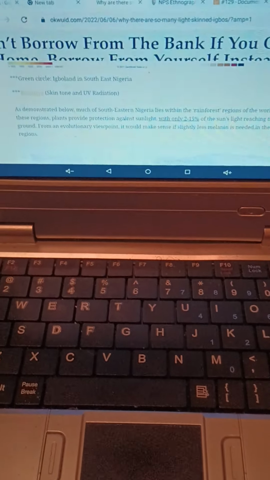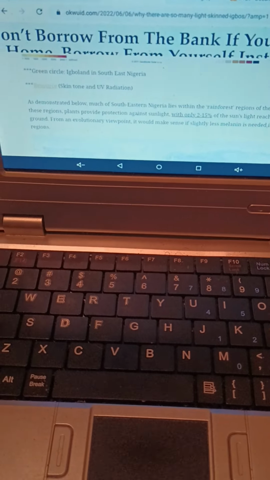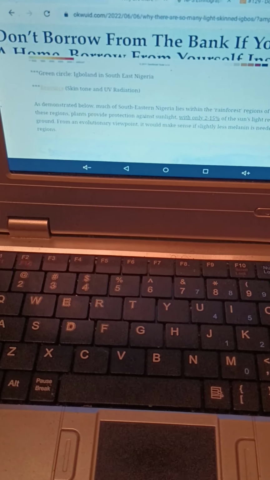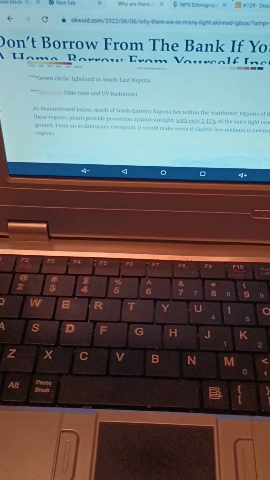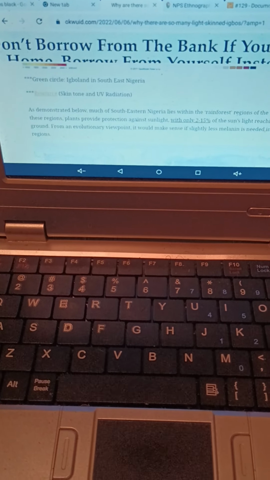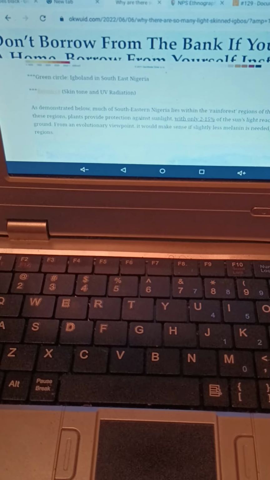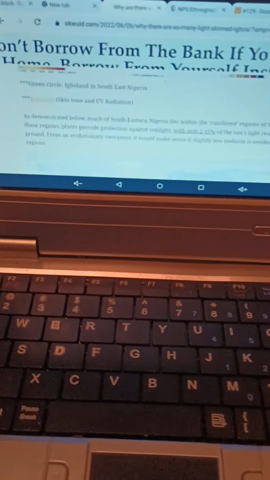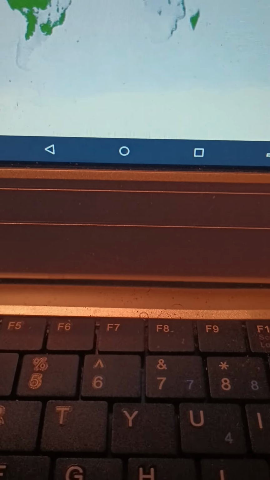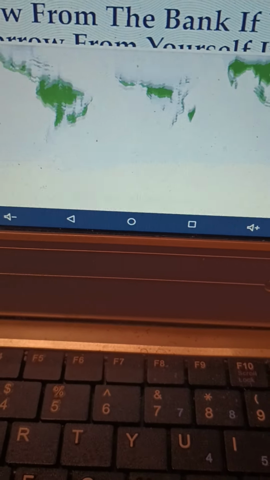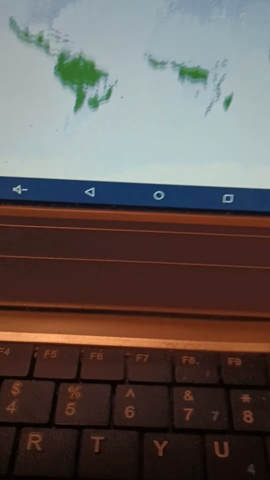It says, as demonstrated below, much of southeastern Nigeria lies within the rainforest regions of the world. In these regions, plants provide protection against sunlight, with only 2 to 15% of the sun's light reaching the ground. From an evolutionary viewpoint, it would make sense that slightly less melanin is needed in these regions. Okay, so that is one explanation they give. And they have this map again, showing tropical areas.